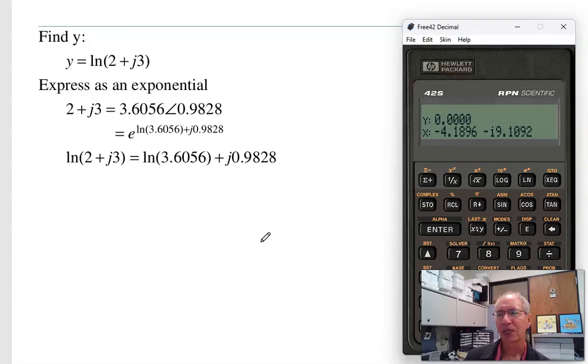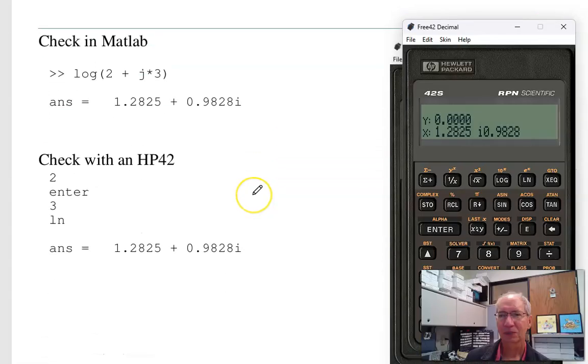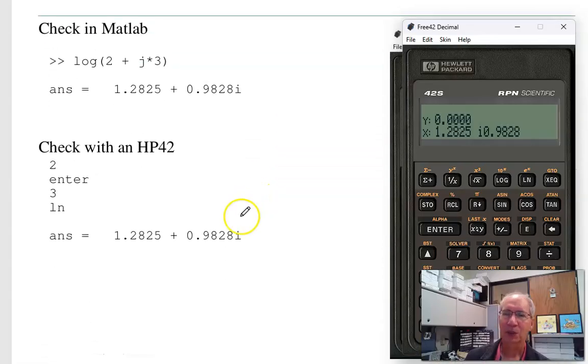Works in MATLAB. I can take the log of complex numbers. 2 plus j3. Take the log. It's a complex number. Where that comes from is to represent that in polar form, represent that as an exponential. Log of an exponential is the exponent. Works in MATLAB. Works with an HP.